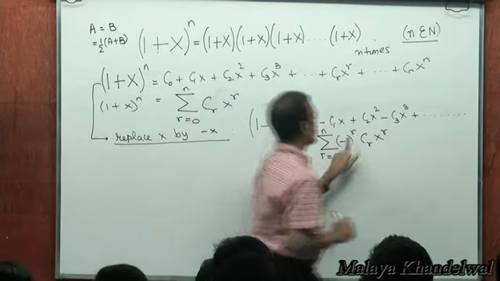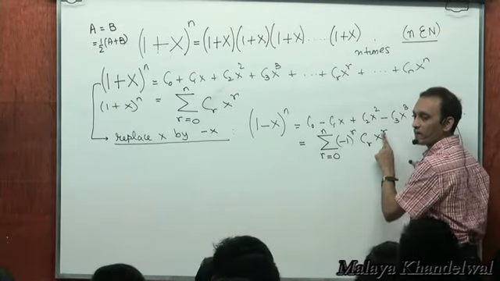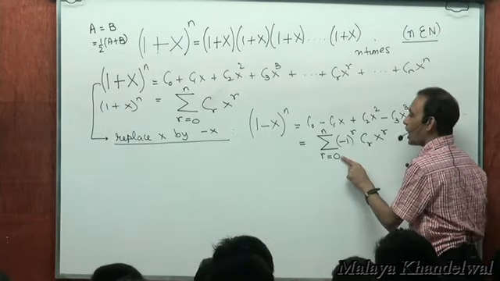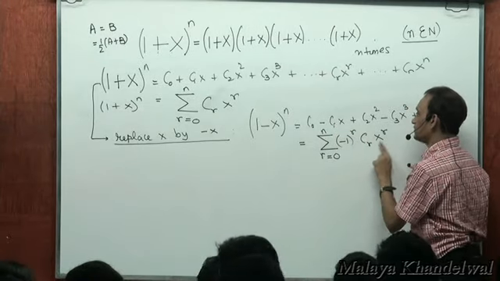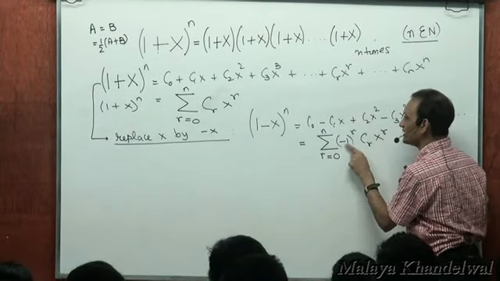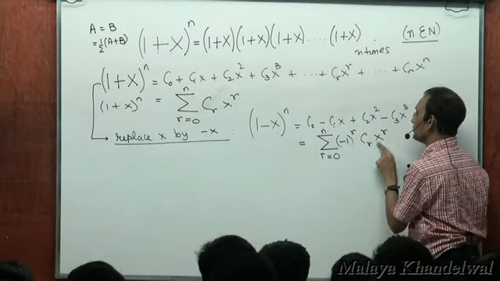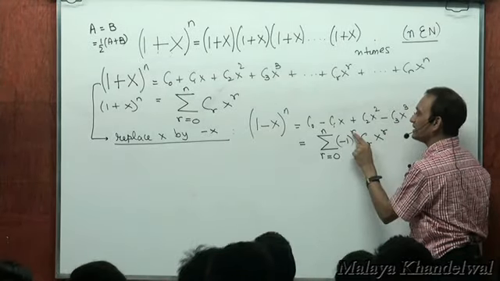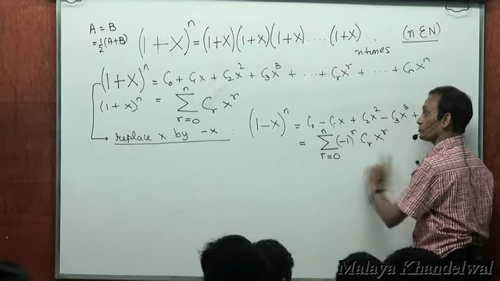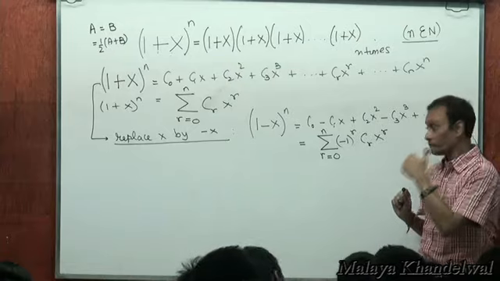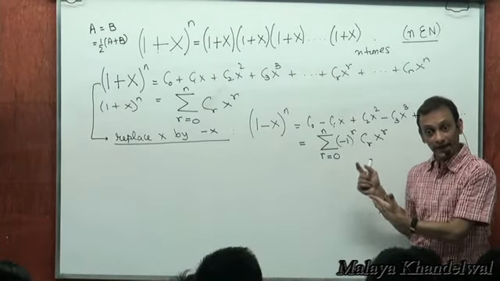See, r equal to 0 will give me C0 x power 0. R equal to 1 will give me minus, which is what we need, C1 x power 1. R equal to 2 will give me plus C2 x squared. R equal to 3 will give me minus C3 x cubed, and so on and so forth. Yes or no? R equal to 0 all the way to n.